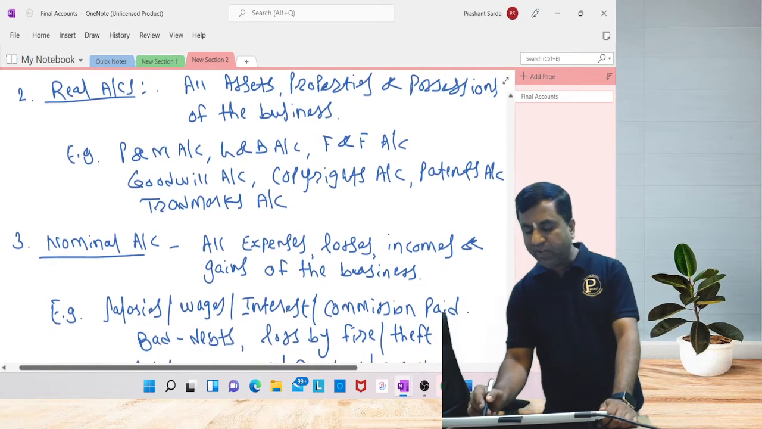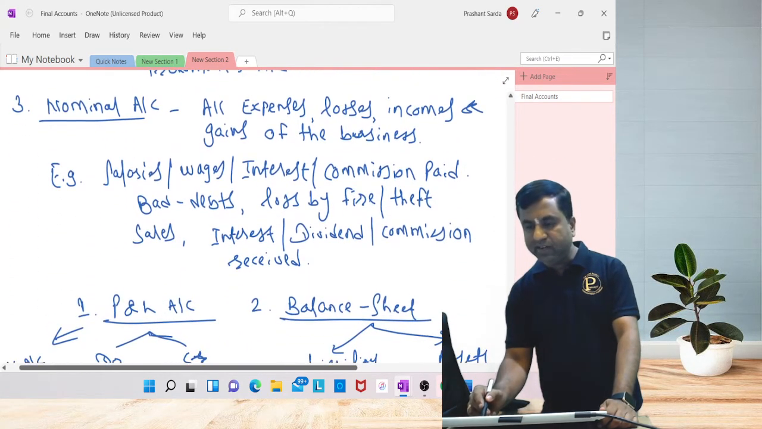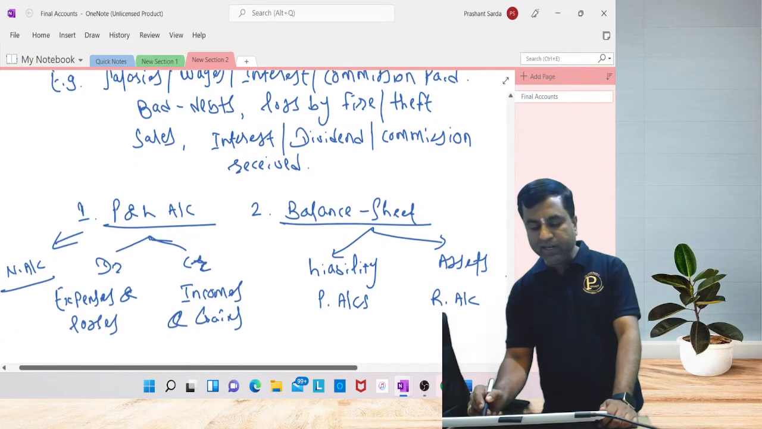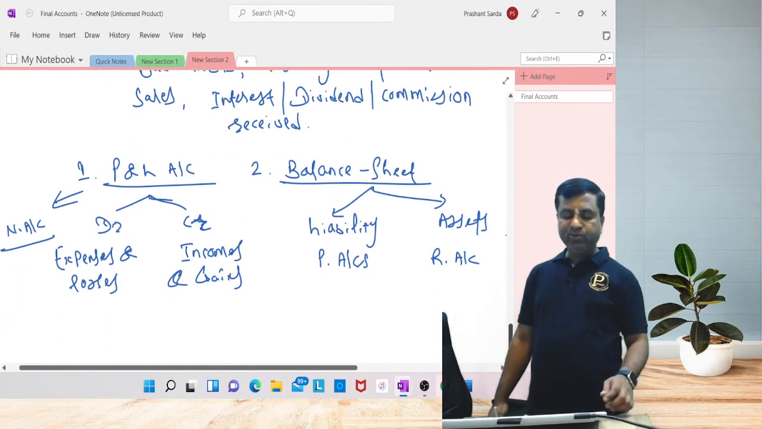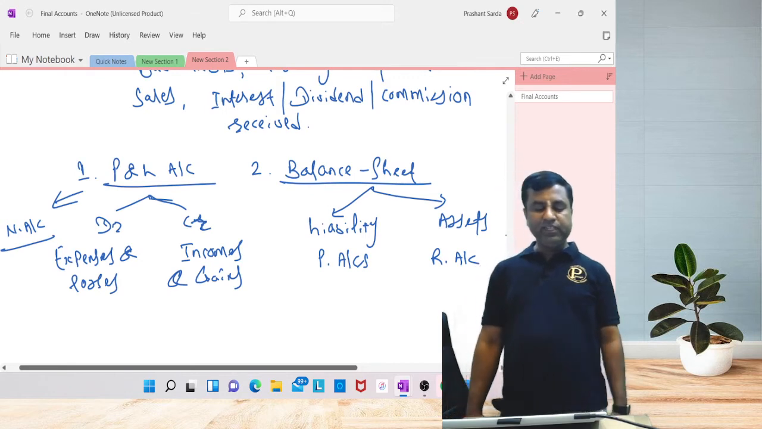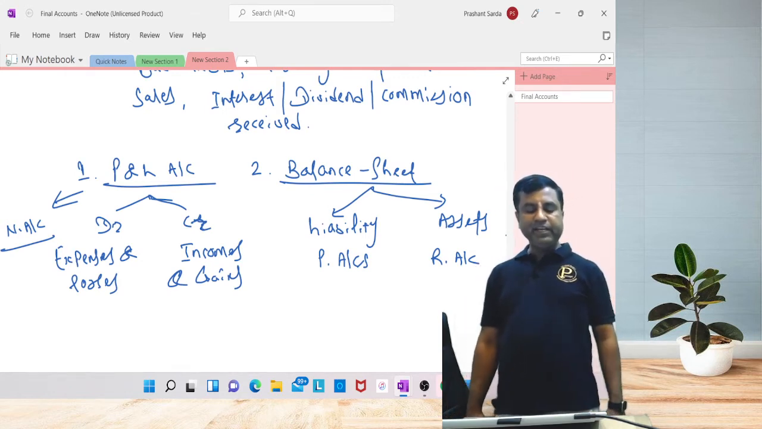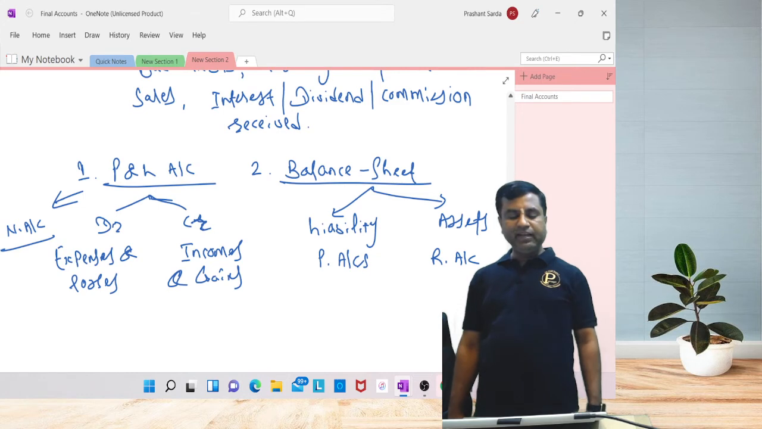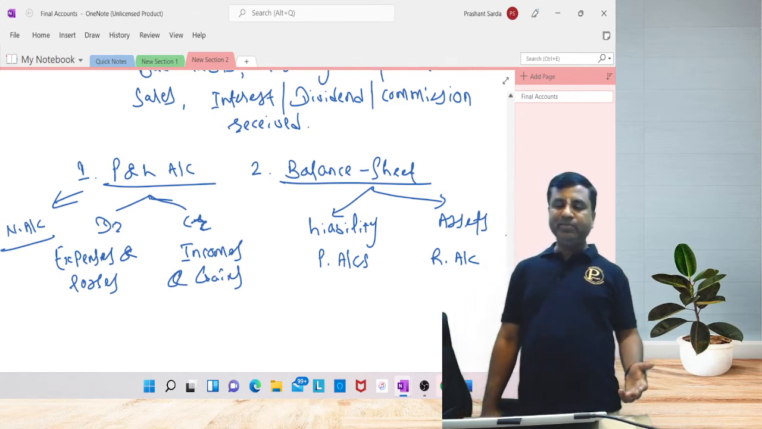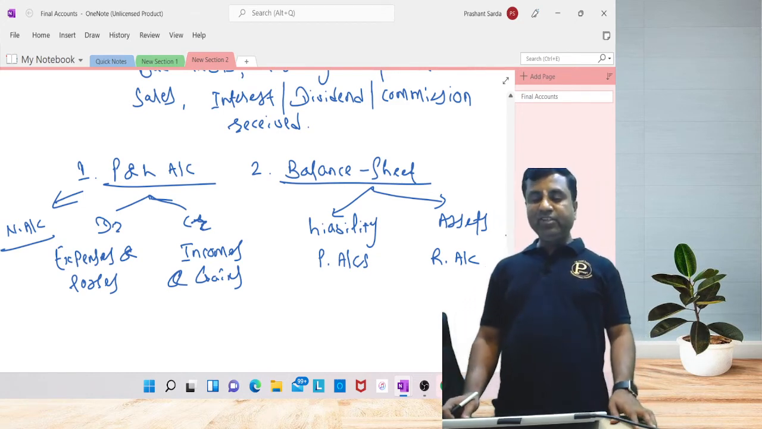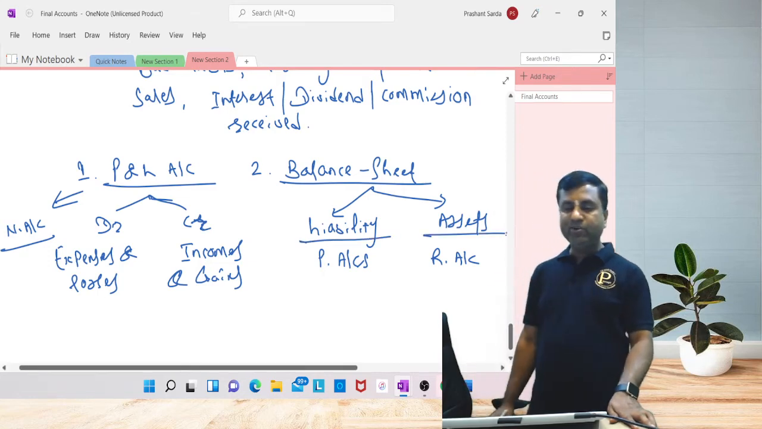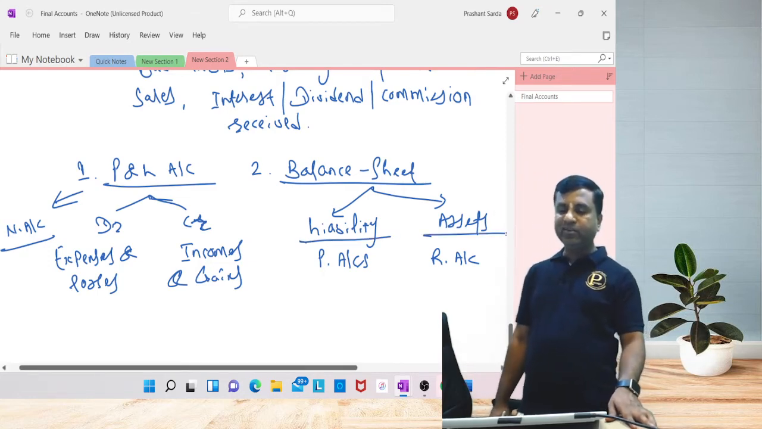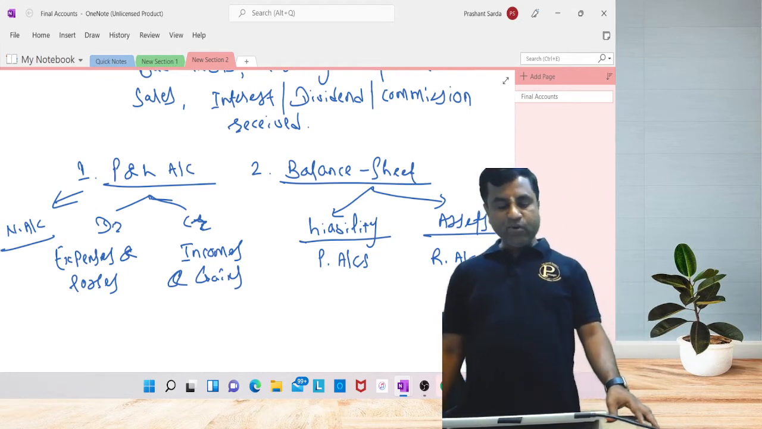That is the best bifurcation here, and at the same time I have done here bifurcation for you for the final accounts, which you can see here, profit and loss account and balance sheet. हमने देखा P&L में डेबिट में एक्सपेंसेस और लॉसेस होते हैं तो ये भी नॉमिनल है. इनकम एंड गेन क्रेडिट में होते हैं तो ये भी नॉमिनल है. And balance sheet, liability is a personal account, and asset is a real account because all assets are usually real accounts. So that way around you can see here. I hope you are getting this.